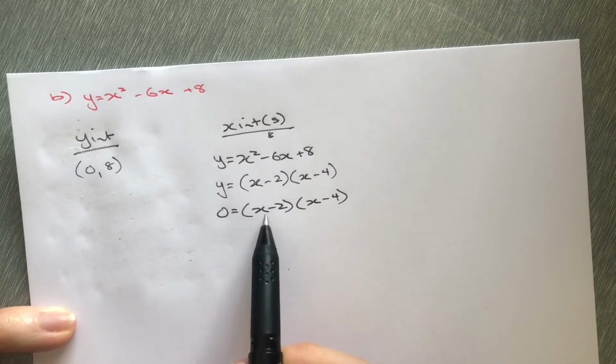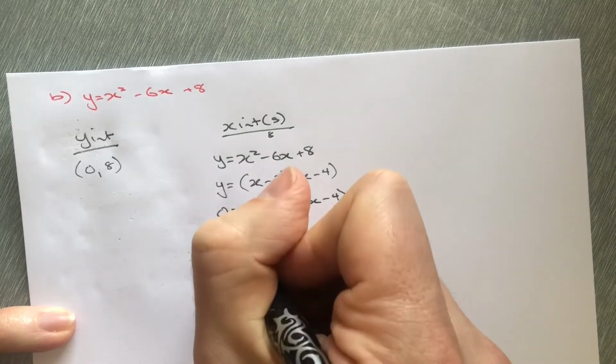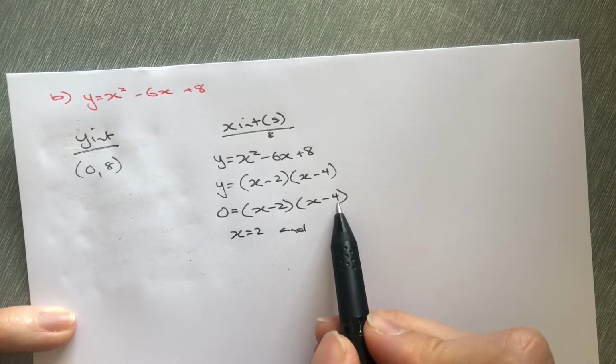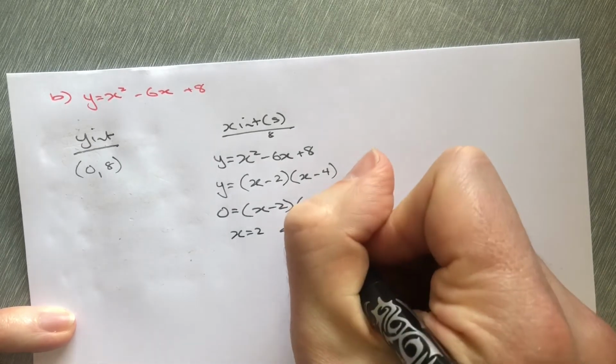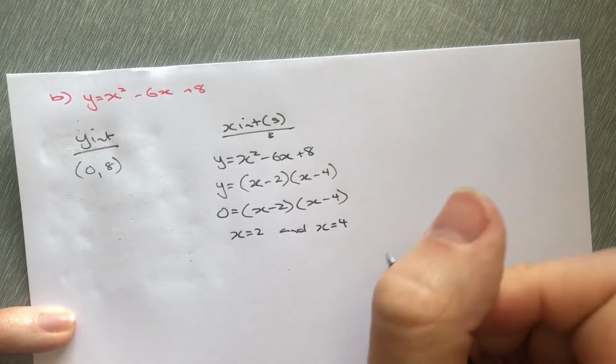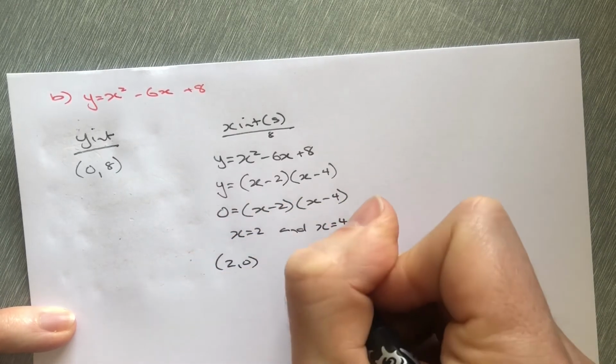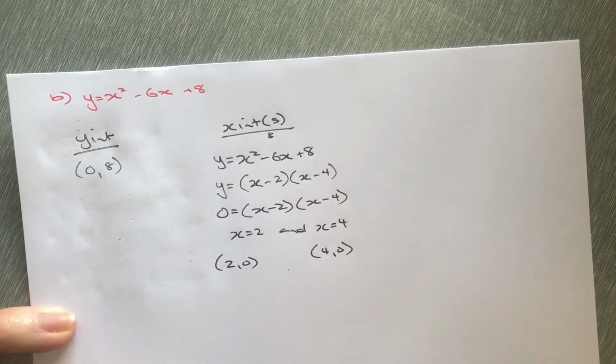So if we have x minus 2 equals 0, x will be 2. And if we have x minus 4 equals 0, x will be 4. So we've got our two x-intercepts just here. So x is 2, y is 0, x is 4, y is 0.